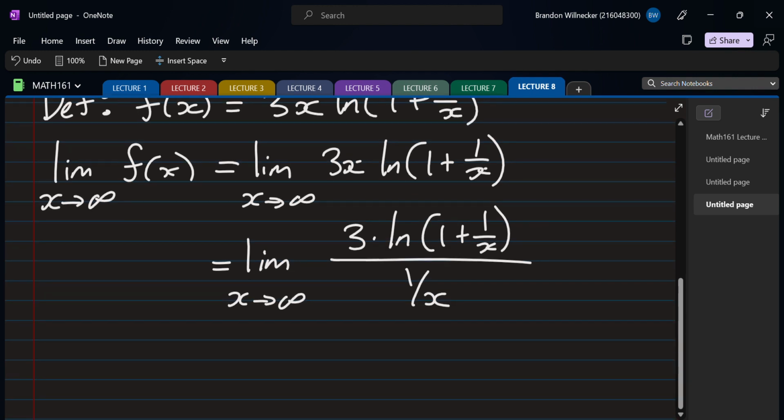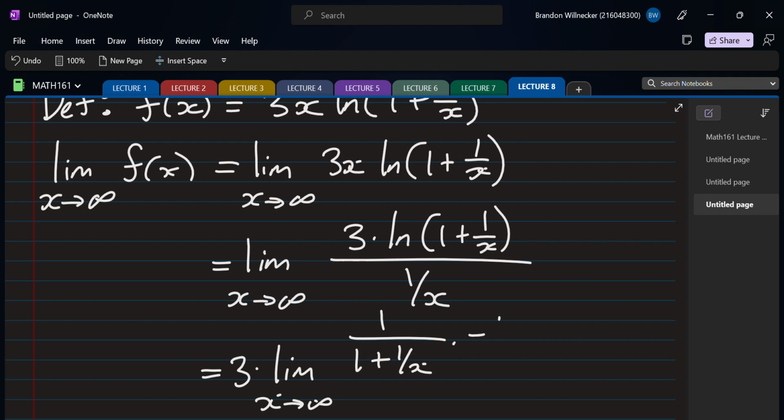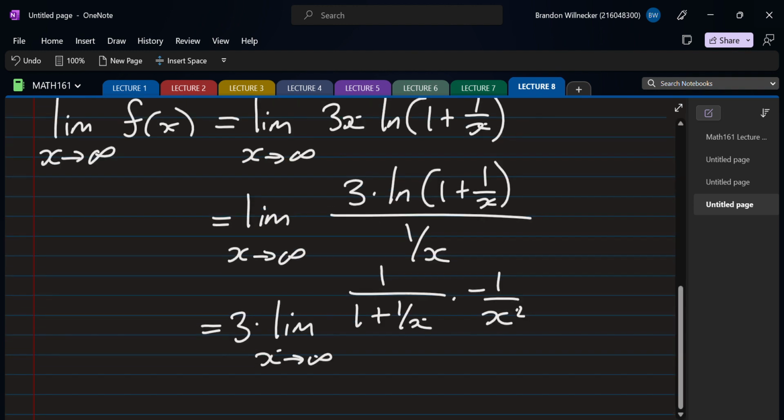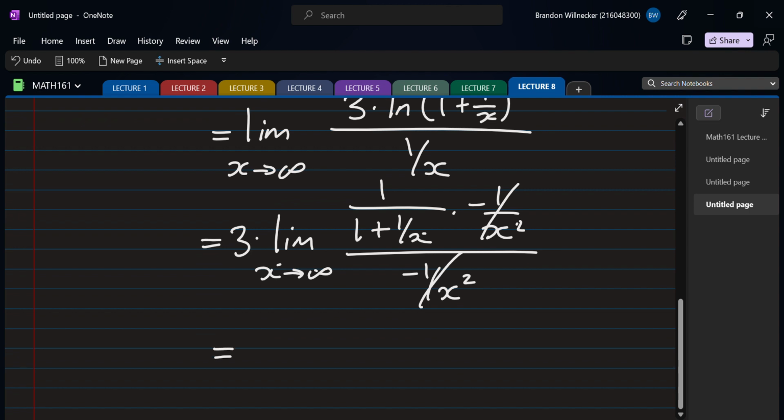Okay, so now we can just use L'Hopital's rule. But first, let's take the 3 out. So it will be 3 times the limit as x goes to infinity of 1 over 1 plus 1 over x times minus 1 over x squared for the top part. And then for the bottom part, we have minus 1 over x squared. That's going to cancel. And then if we take the limit as x goes to infinity, 1 over x will go to 0, and we're left with 1. So we just get 3.